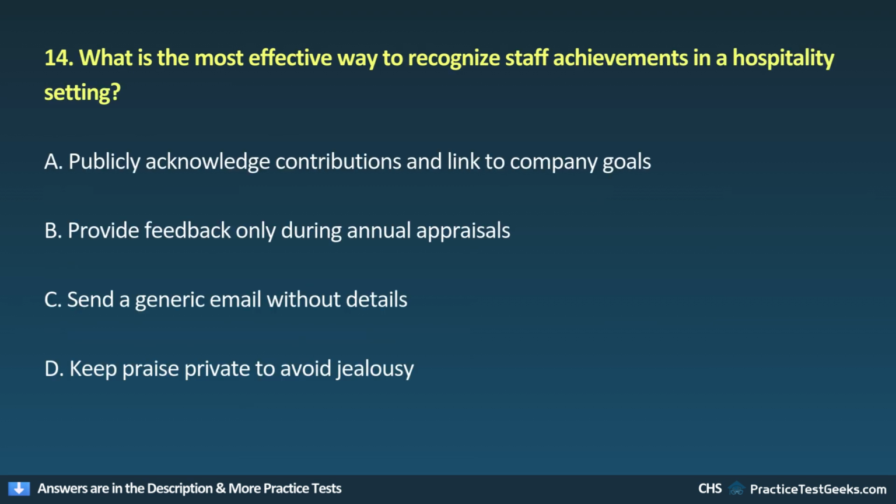14. What is the most effective way to recognize staff achievements in a hospitality setting? A. Publicly acknowledge contributions and link to company goals. B. Provide feedback only during annual appraisals. C. Send a generic email without details. D. Keep praise private to avoid jealousy.